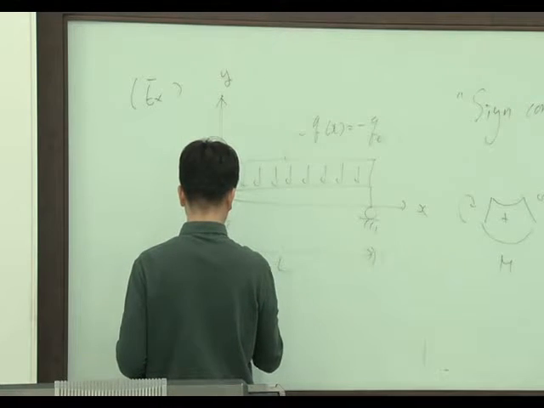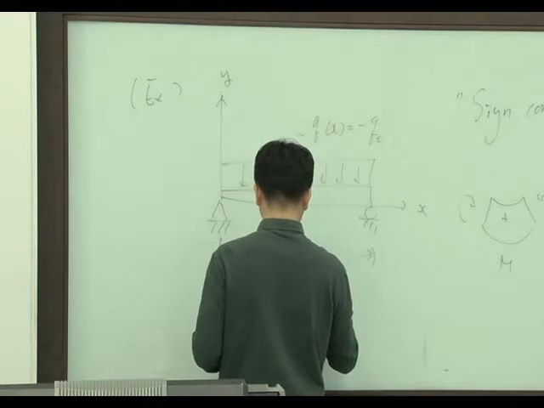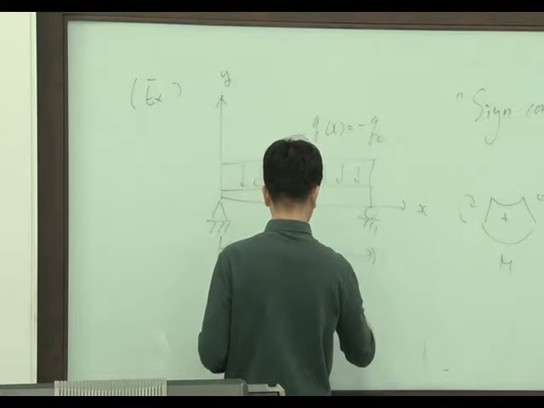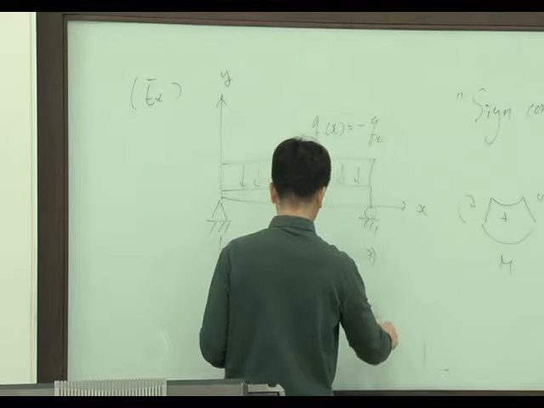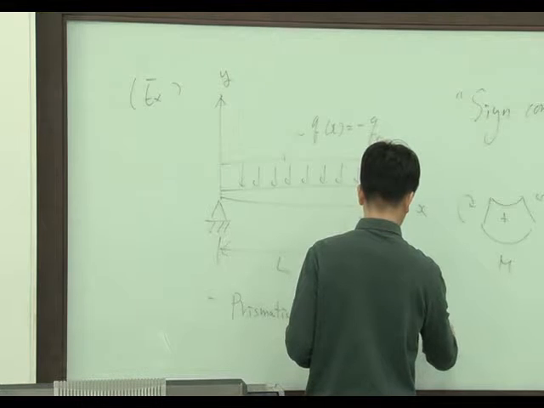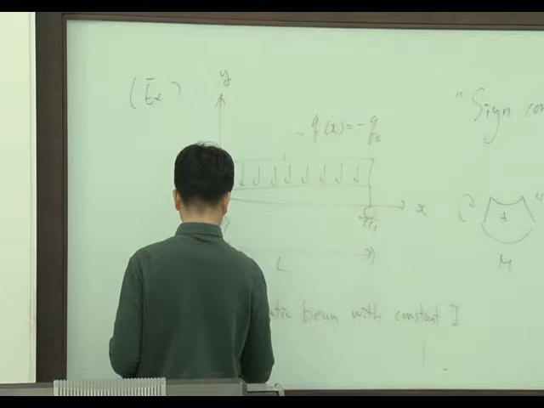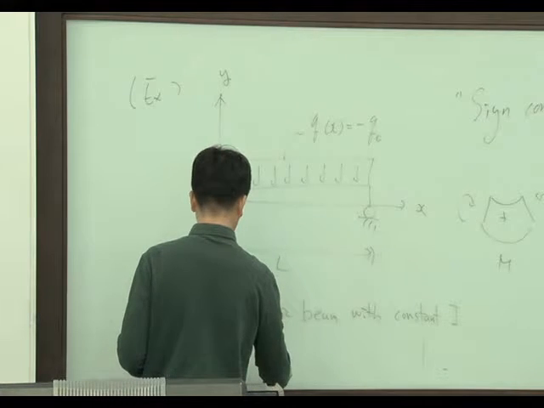Prismatic beam with constant I, and also Young's modulus E is constant.